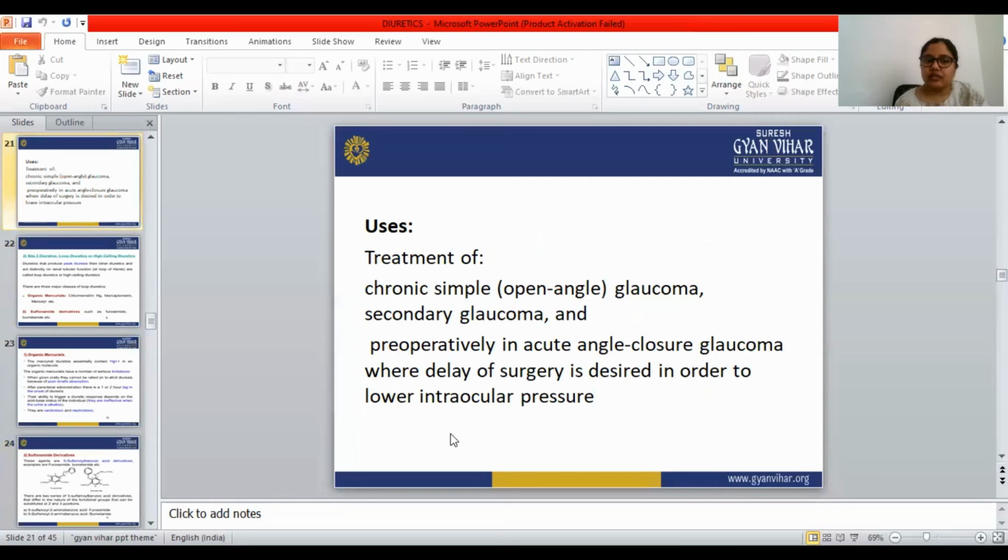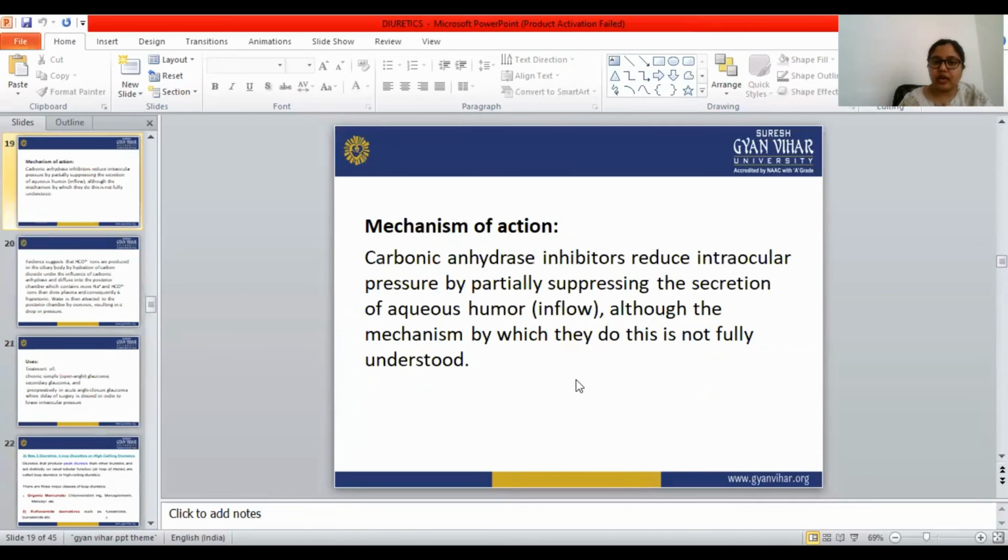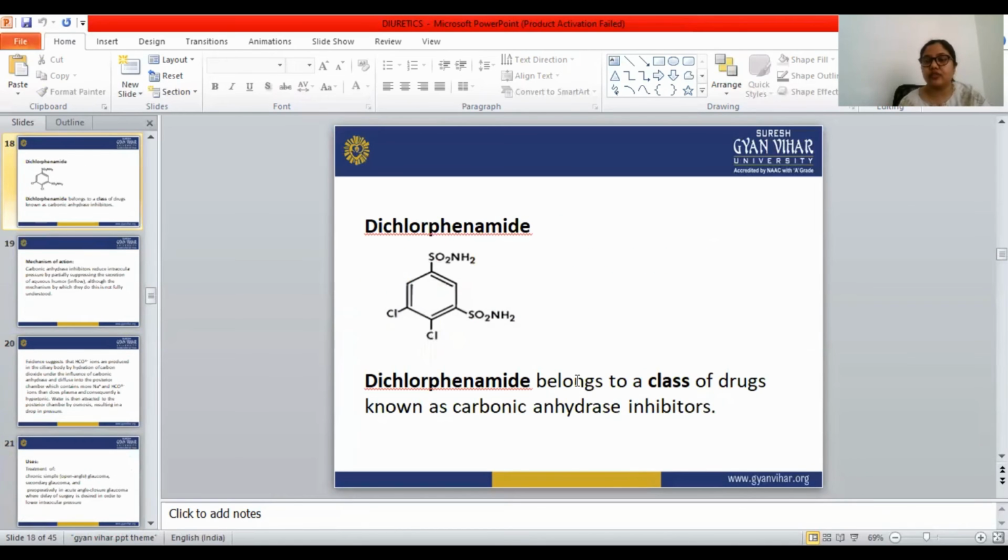Some uses are there. This is used in the treatment of chronic simple glaucoma, secondary glaucoma, and in acute angle closure glaucoma, where delay of the surgery is desired, in order to lower intraocular pressure. So these are the carbonic anhydrase inhibitor drugs we have discussed here.